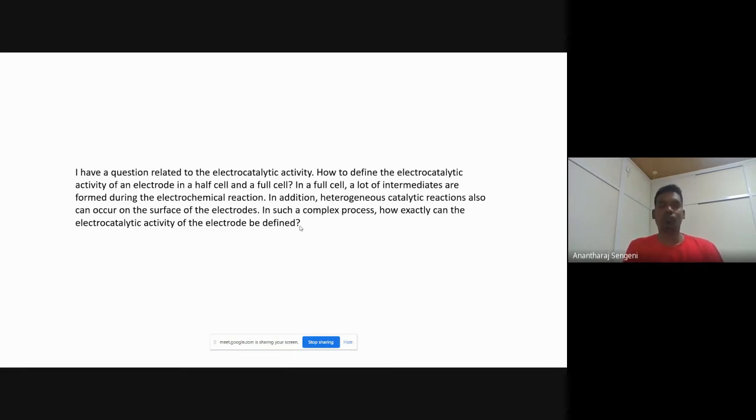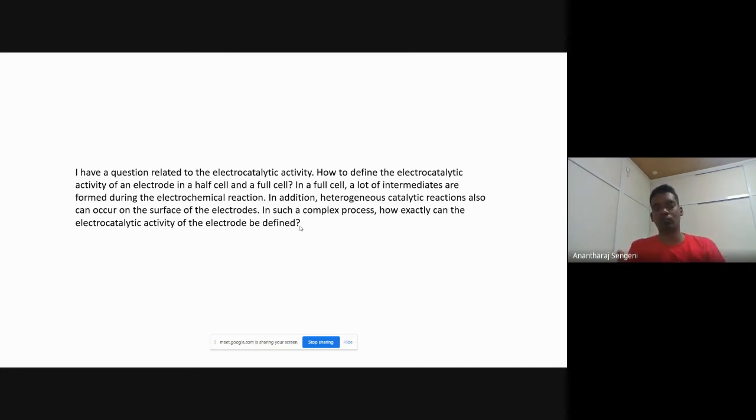In a half cell, what we usually do is exclude the current contribution from the counter electrode by placing a third electrode, which is nothing but a reference electrode, so that by sensing the potential difference between only the reference electrode and working electrode, we eliminate the current from the counter electrode and only look at the current passing across the working electrode interface. So any current potential obtained in a three electrode cell should be considered as the activity of a half cell reaction.